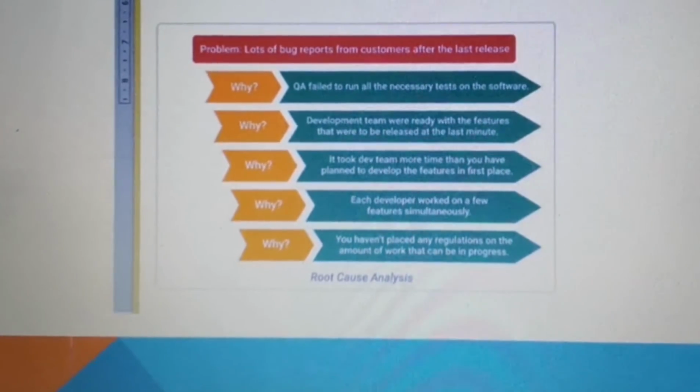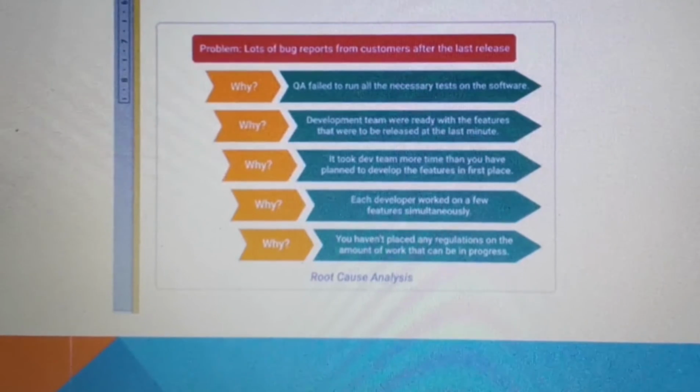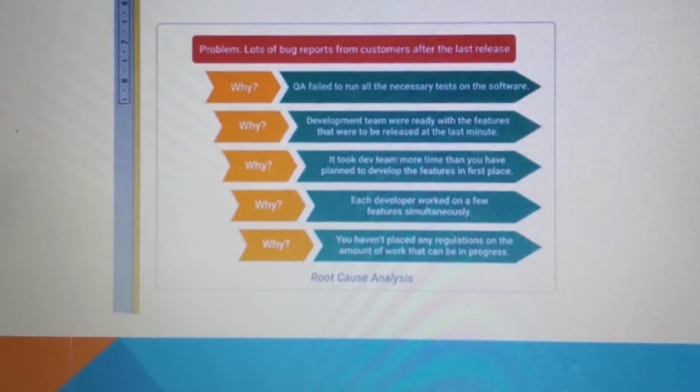Another is that the development team were ready with the features that were to be released at the last minute, or maybe because the preparation for those features they added to the software was last minute, or it took the development team more time than you planned to develop the features in the first place, or each developer worked on a few features simultaneously and you haven't placed any regulations on the amount of work that can be progressed. So all of these possible causes have to be identified in the root cause analysis.